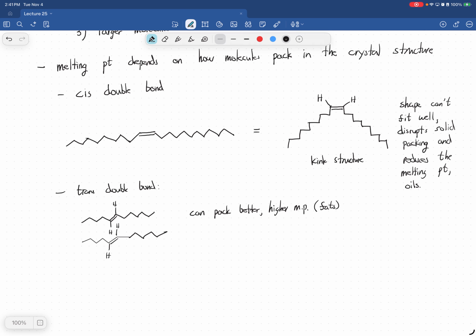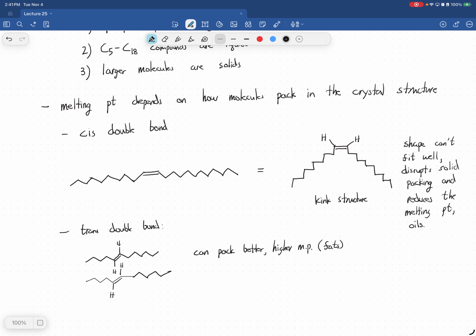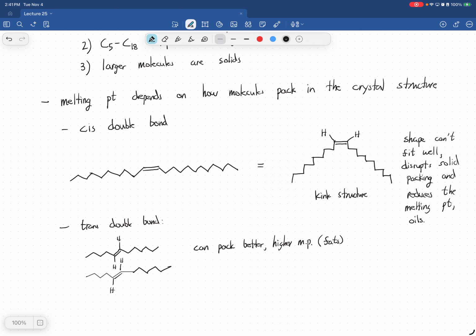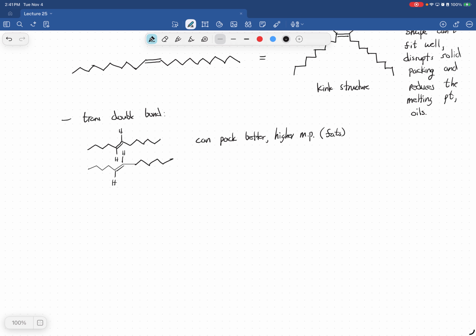Those are more essential oils. Okay, and so the structure of the double bond here kind of plays an important role in the melting point. And so that's what I want to mention. So alkenes, think about melting point. Cis alkenes, they have kinks in them. They can't pack well, so they form this weird structure. Trans double bonds, they're more able to form better structures, more packing, and that's why they typically have higher melting points.